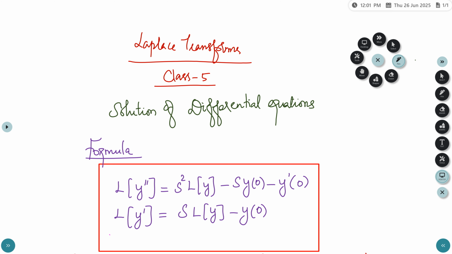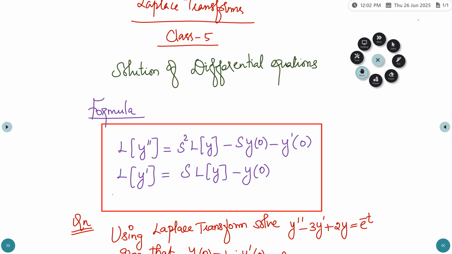Then L of y dash is equal to s L of y minus y of 0. Suppose in our problem the third derivative exists, then L of y triple dash is equal to s cube L of y minus s square y of 0 minus s y dash of 0 minus y double dash of 0, and so on. We can generalize the steps up to the third derivative and fourth derivative. Now we are going to see only a second order ordinary differential equation, so I take the two formulas for our problem, L of y double dash and L of y dash. Let us go to the problem.